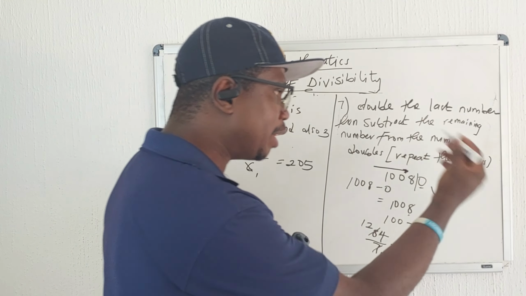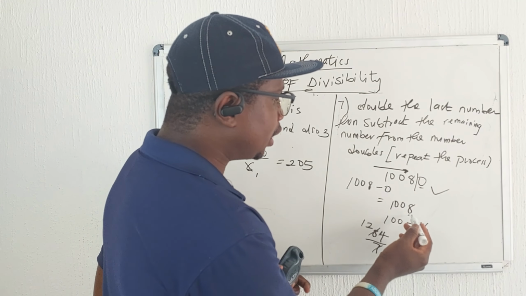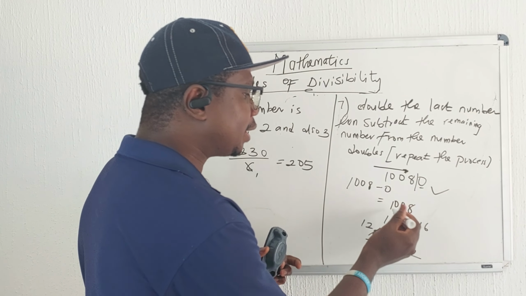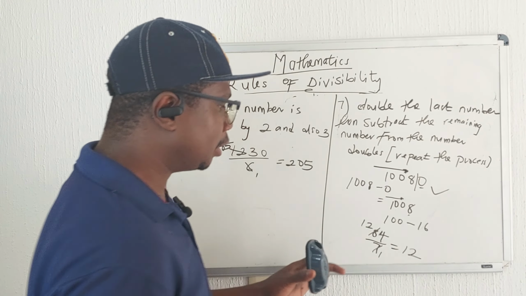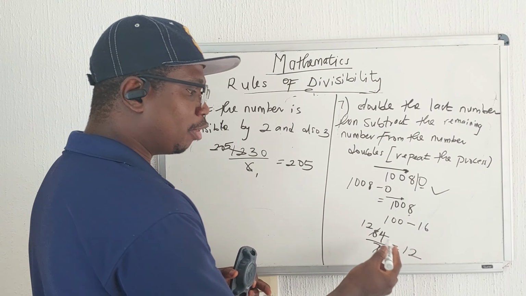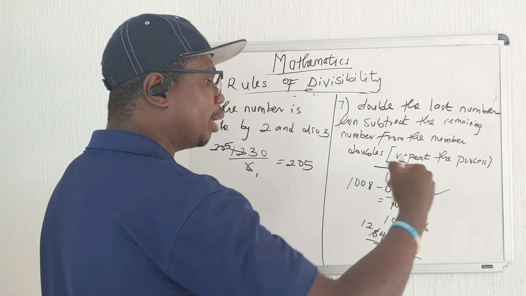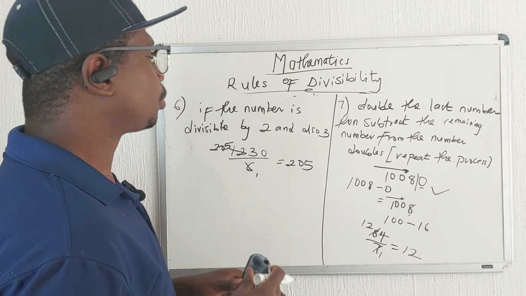Then we repeat the process again. So this is the last number here. When we double it, it's 16. So we subtract the remaining number, 100 minus 16, we have 84. So from 84, you can see it's divisible by 7. So therefore, the whole of the number is divisible by 7.